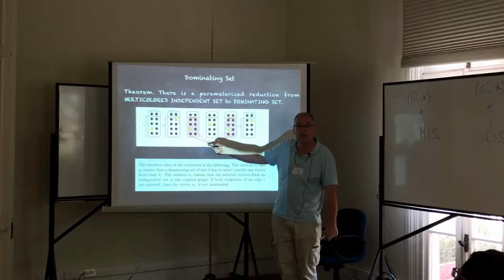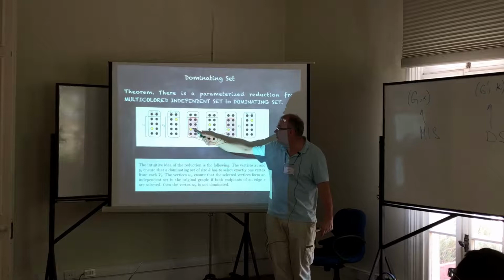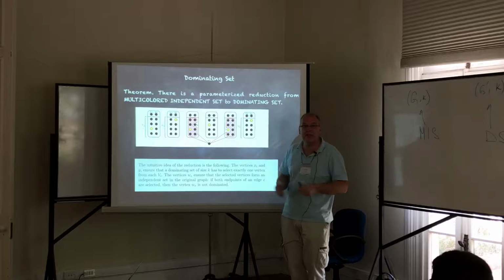Because this is an independent set, at least one endpoint of W of the HE is not in this independent set, right? So this means that it's adjacent to a vertex of the dominating set. So if I have an independent set here, I have a dominating set here, and the other way around, it's exactly the same, right? So I have a dominating set of size K here, right? So in order to dominate these guys, these vertices should be here.